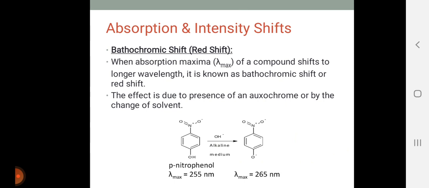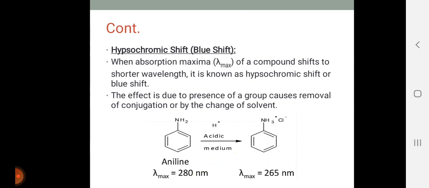Absorption and intensity shifts. Bathochromic shift, which is known as red shift: when the absorption maximum, lambda max, of a compound shifts to longer wavelength, it is known as bathochromic shift or red shift. The effect is due to the presence of an auxochrome or a change of solvent. Hypsochromic shift, which is known as blue shift: when the absorption maximum of a compound shifts to shorter wavelength, it is known as hypsochromic shift or blue shift. The effect is due to the presence of a group that causes removal of conjugation, or a change of solvent.